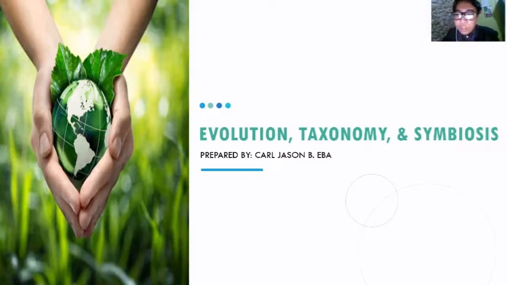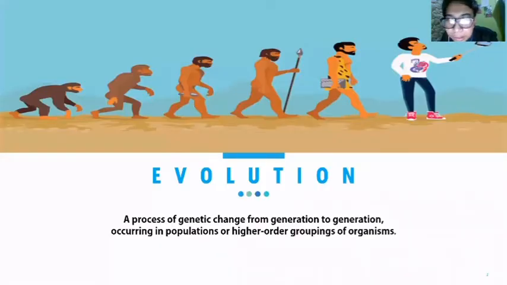So today we're going to talk about evolution, taxonomy, and symbiosis. Now, evolution is a process of genetic change from generation to generation, occurring in populations or higher order groupings of organisms. So we all know that populations are changing over time. The process of a population changing over time is what we call evolution.